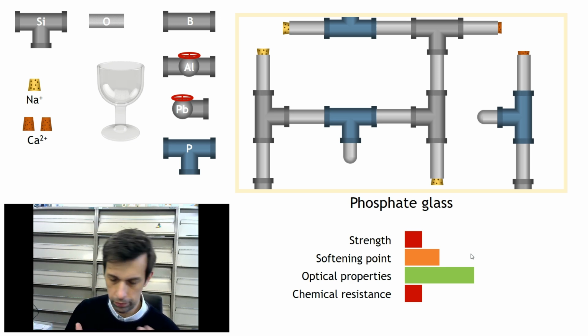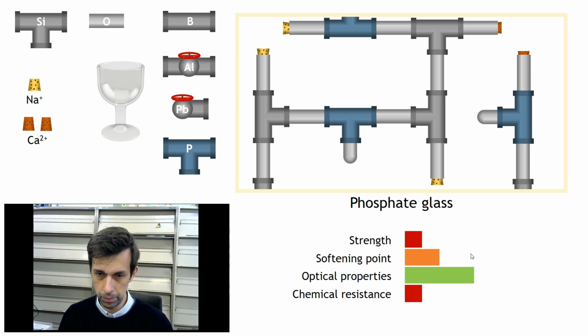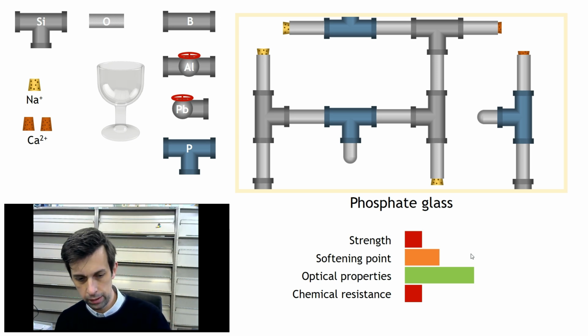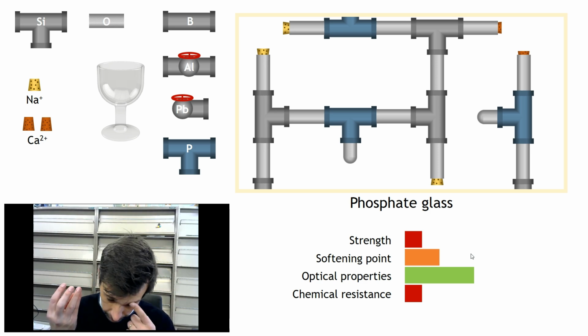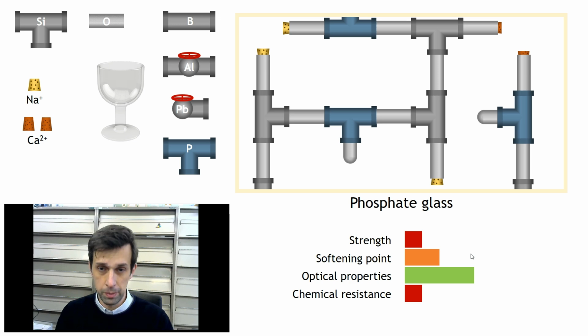Strength is low. Softening point is low, so it's not so hard to work with, and we mainly use it for optical properties. Which ones? High refractive index, for applications where we need this light dispersion, and a very large transmission window, so it works also in the infrared very well, and it's good with the rare earth elements, so we can use it to make lasers. These are the main categories of common glasses. Phosphate maybe is not as common as the other ones, but still a fairly simple type of glass.